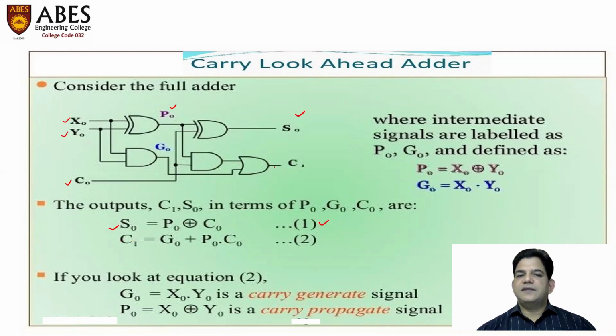Then the carry output C1, in terms of the previous carry C0, comes out to be C1 equals G0 plus P0 C0. The G0, the carry generate, is X0 Y0, and the carry propagate P0 is equal to X0 XOR Y0. So these two basic equations, the carry generate G0 equals X0 Y0 and the carry propagate P0 equals X0 XOR Y0, are the base equations by which we derive the rest of the carry outputs in terms of the 4-bit carry adder.